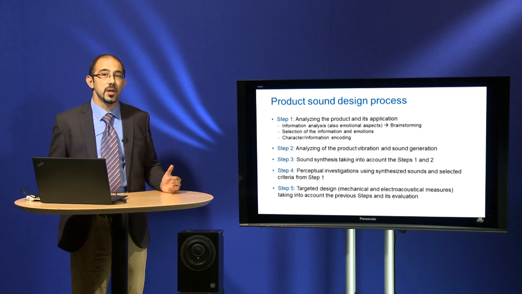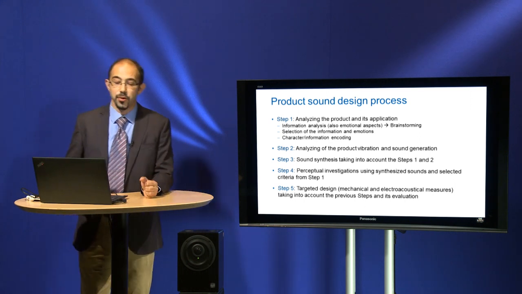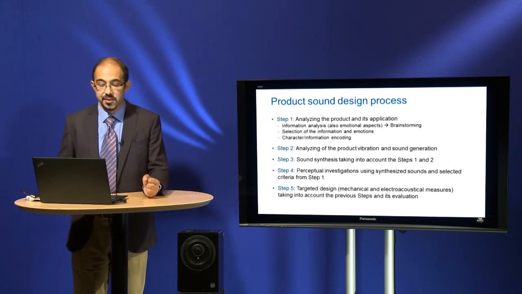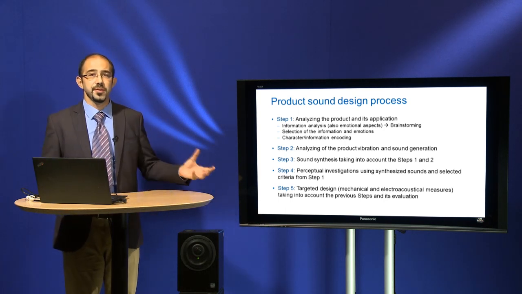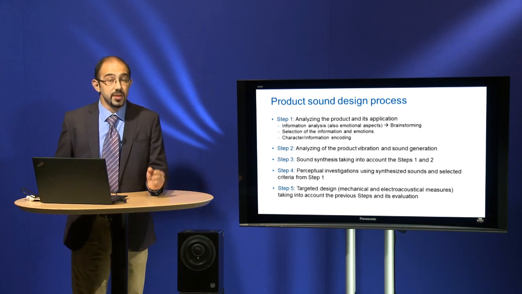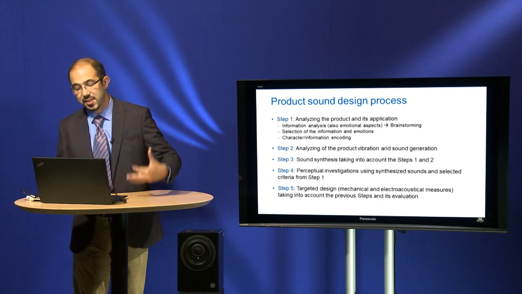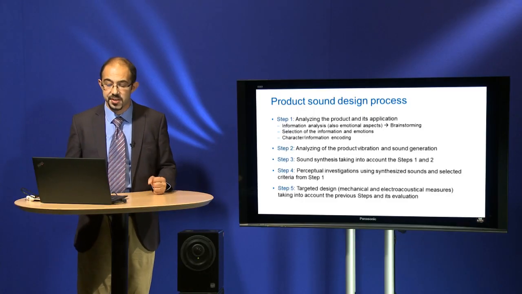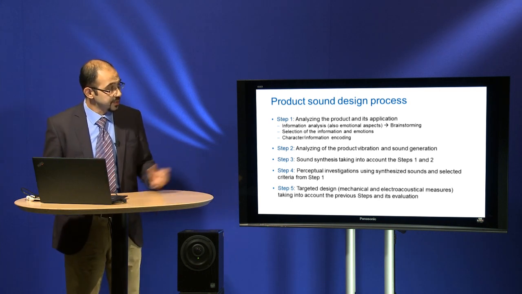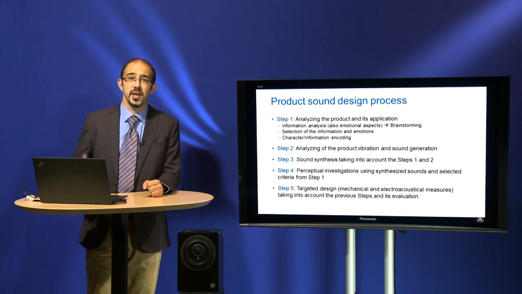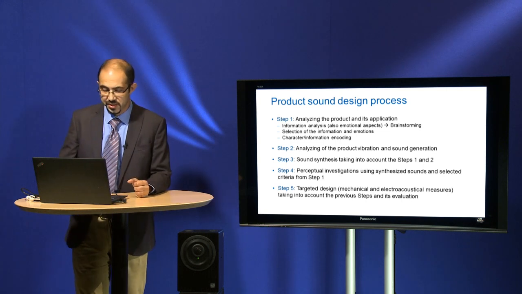In the second step, as I also talked about, analyzing the product vibration and sound generation is quite an important issue. In the third step, sound synthesis will be used, and therefore also in my lecture, I will talk on sound synthesis in the other part. The fourth step is the perceptual investigations using these synthesized sounds and selected criteria from step 1. And at the last step, we combine all these steps and we try to make some targeted design, mechanical and electromechanical measures we define, and taking into account this information encoding and other issues, we try to develop some design, and at the end, of course, we would like to evaluate the design results.